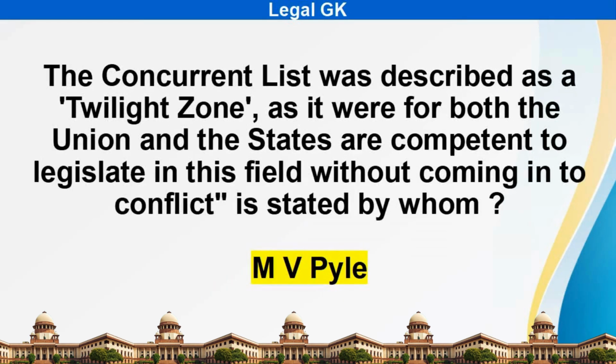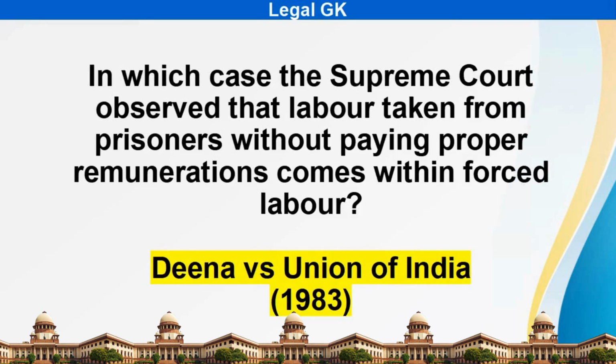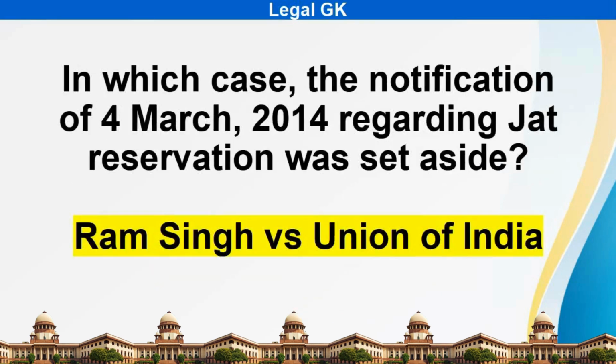The concurrent list was described as a twilight zone, as it were, for both the Union and the states are competent to legislate in this field without coming into conflict, is stated by whom? M.P. Jain. In which case the Supreme Court observed that labour taken from prisoners without paying proper remuneration comes within forced labour? Dina vs. Union of India. In which case, the notification of 4th March 2014 regarding Jat reservation was set aside? Ram Singh vs. Union of India.